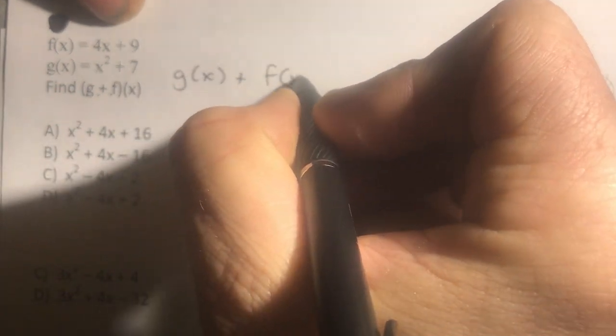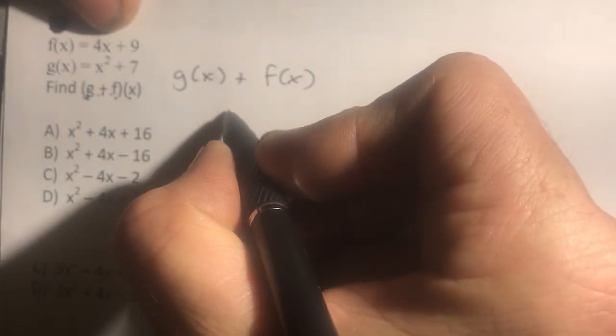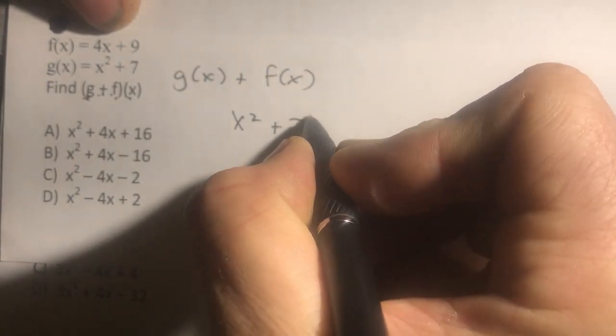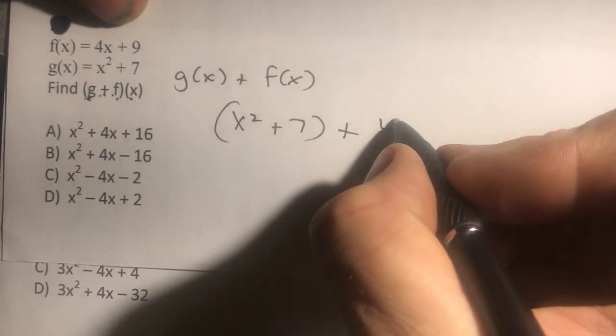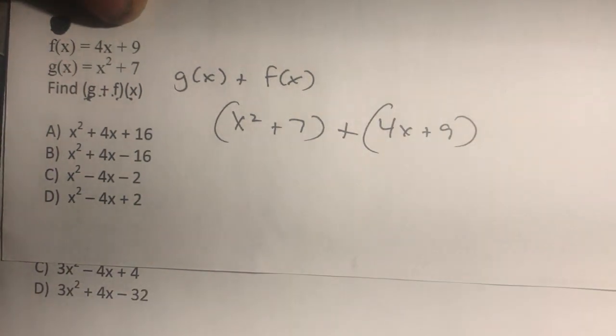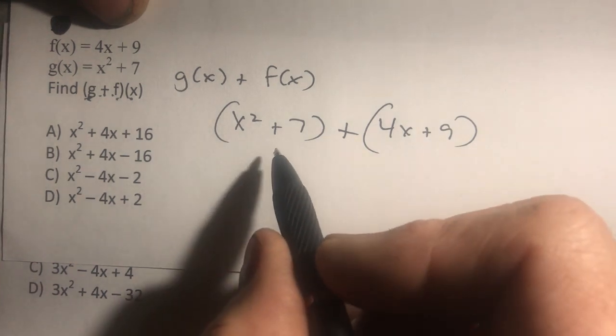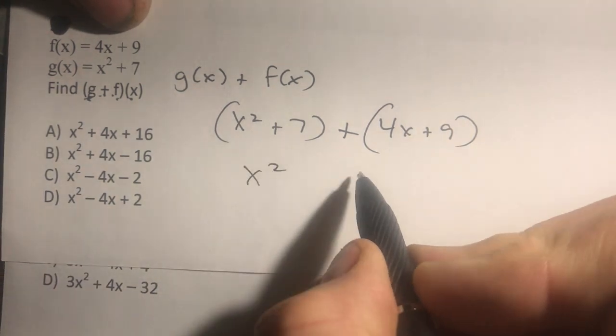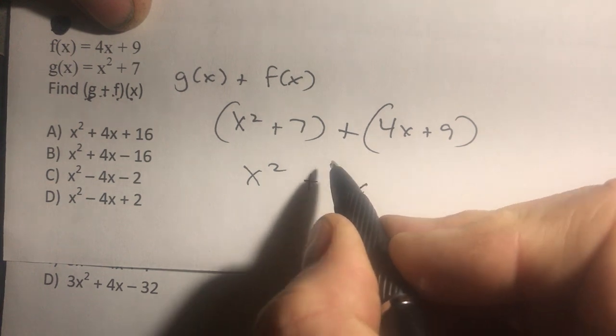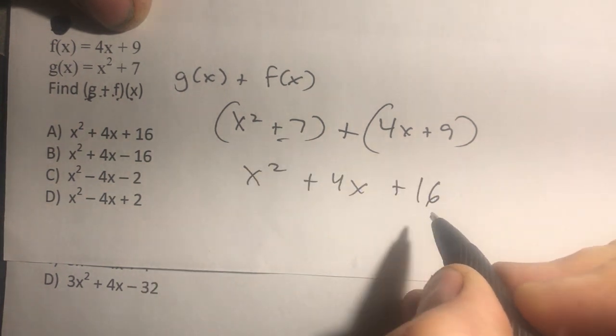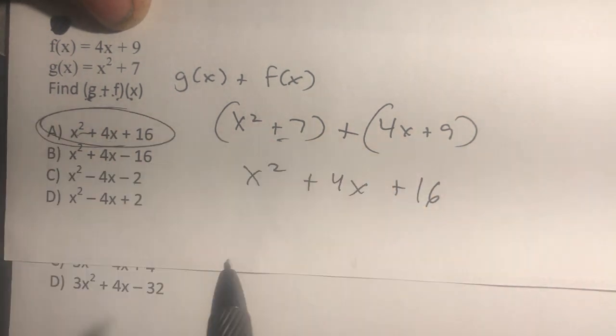Okay. Find g plus f of x. That's going to be g of x plus f of x is what this is. So g of x plus f of x. I'm going to add those together. All right, so add like terms, I just have x squared. I've got a plus 4x, and then I got 7 plus 9, 16. There you go. There's my answer.